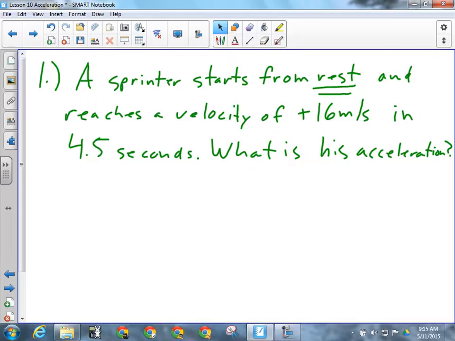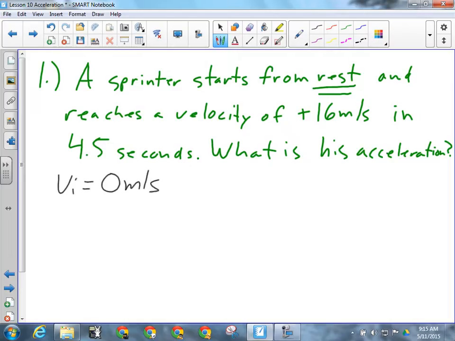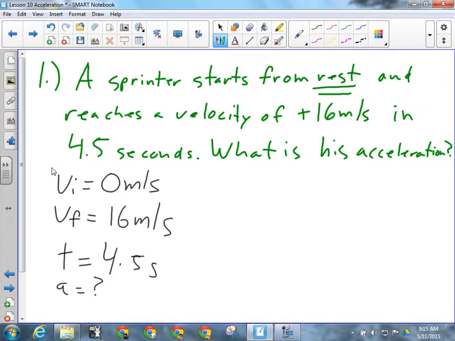So we want to write down our givens. We know that since this person starts from rest, VI is 0. And they reach a velocity of 16 meters per second, so that would be VF. And we know that that occurs over a time of 4.5 seconds. And they want us to find acceleration. So here's where writing down the givens starts to pay off for you.